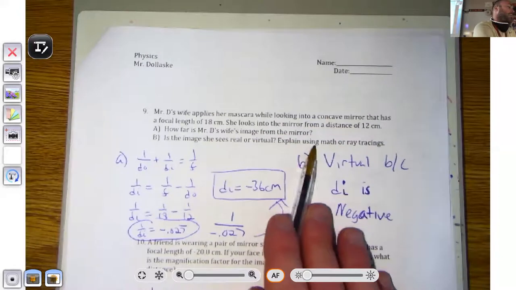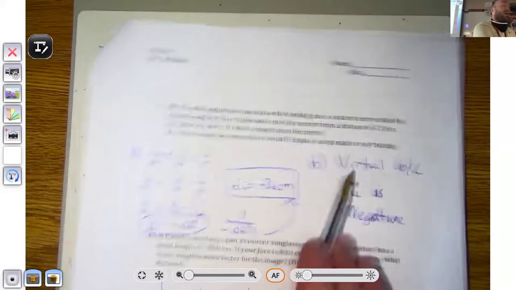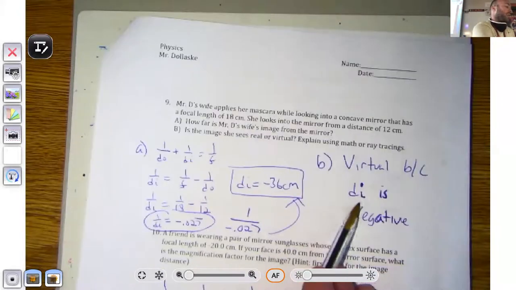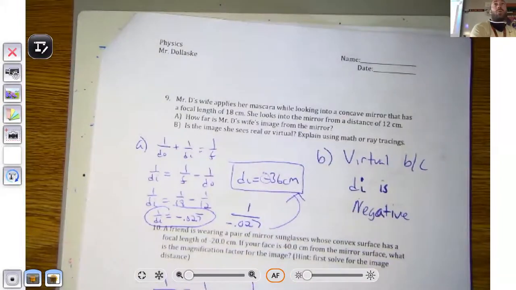Now for part B, is the image he sees real or virtual? You could explain using math or ray tracings. I said it's virtual because di is negative. Whenever we have a negative value, it's a virtual image.